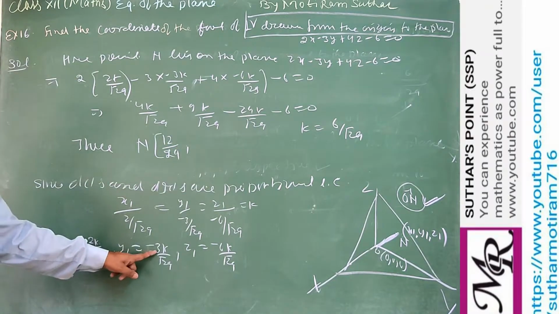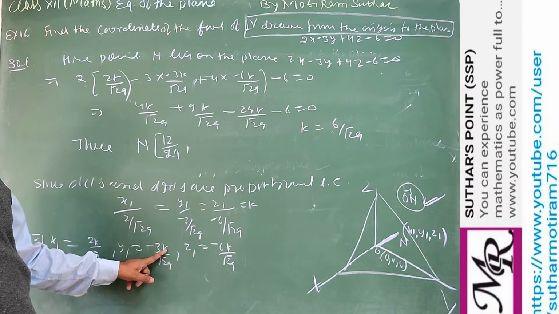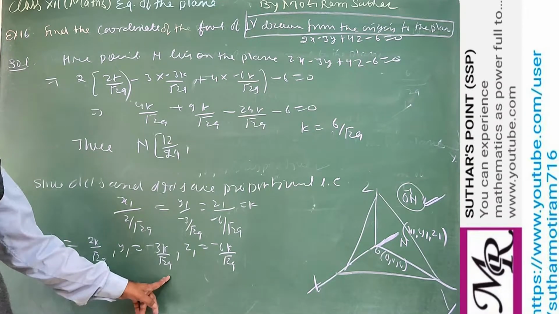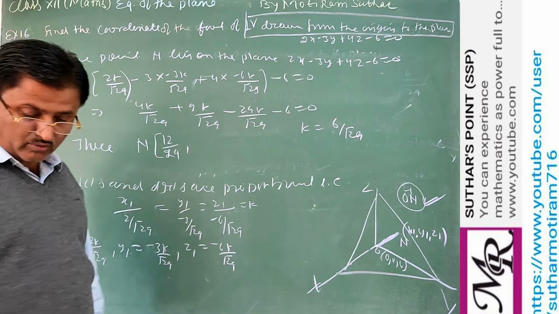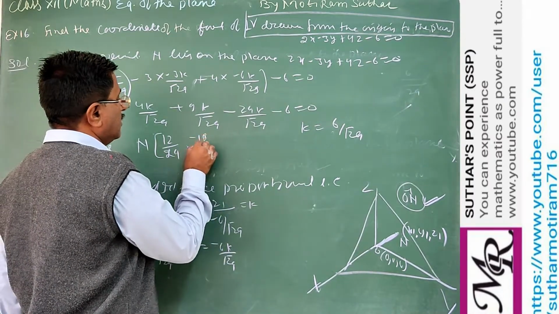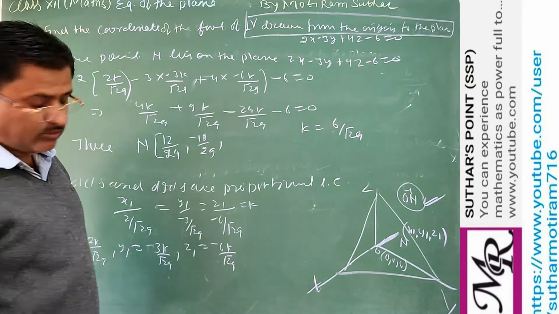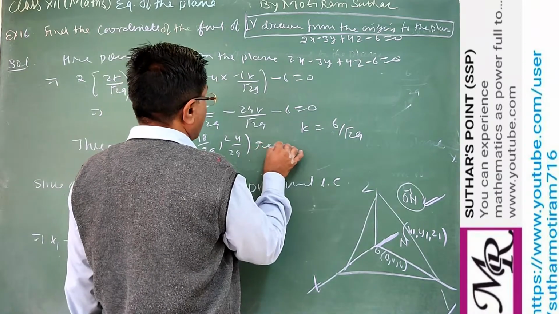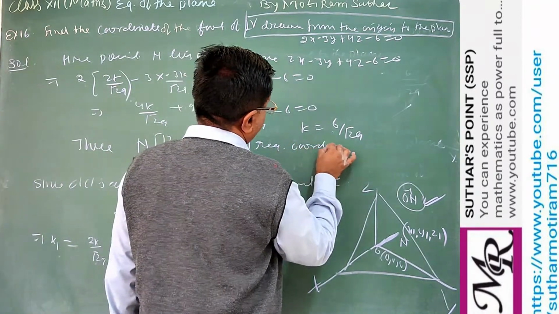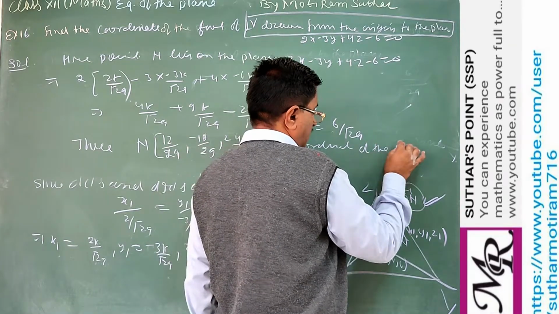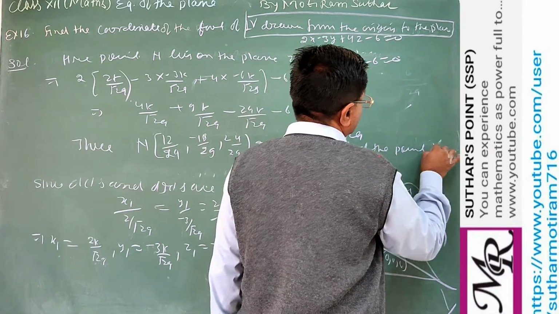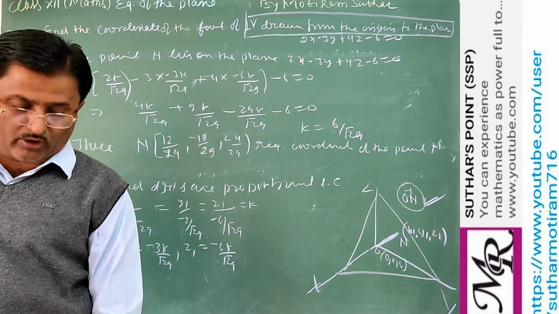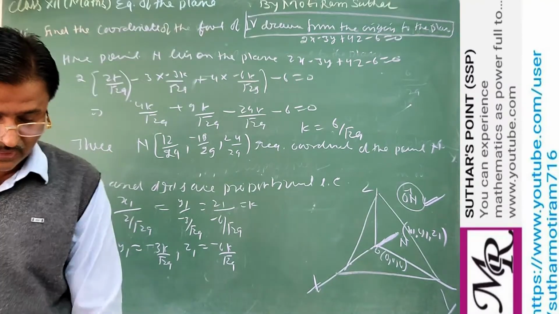Similarly, y1 is minus 3 into k, minus 3 into 6, that is minus 18 upon root 29 into root 29, that is 29. So what we get, second coordinate, minus 18 upon 29. And similarly, third will be 24 by 29. Required coordinate of the point N. So in this way you can find the coordinate of the foot of the perpendicular drawn from the origin to the plane.